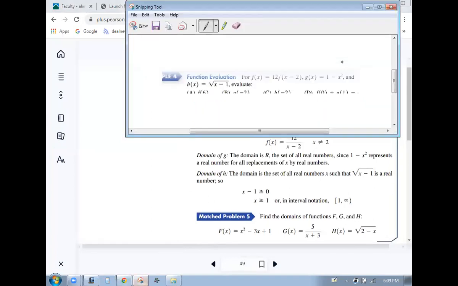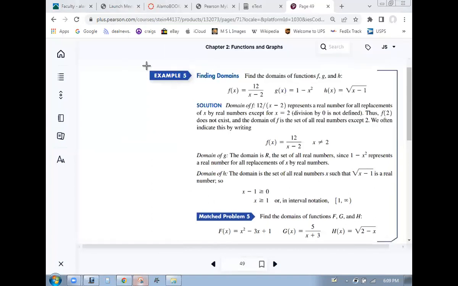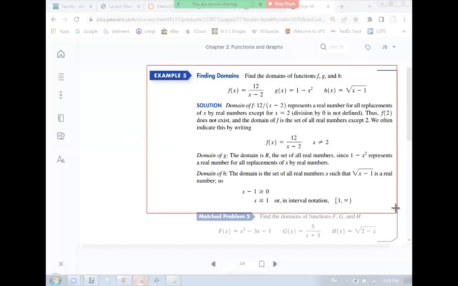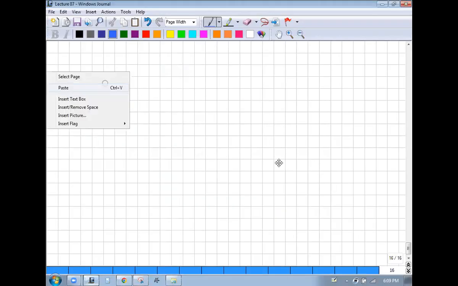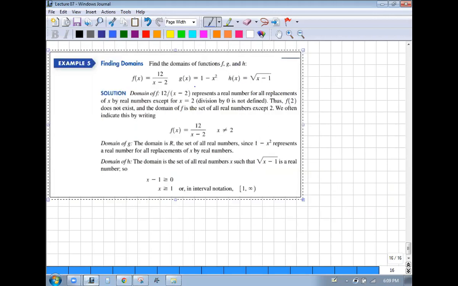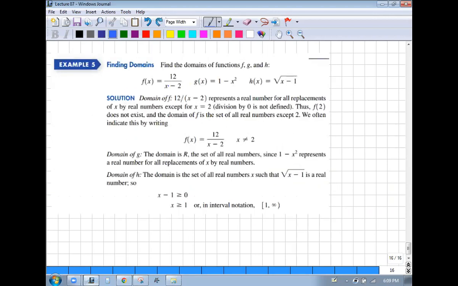Finding domain. So again, domain is the numbers you can plug in where you get a number back. All right. So this one, the only issue here is you cannot plug in the number 2 because you can't divide by 0. So for this one, the domain is all x's except for 2. You could just say x doesn't equal 2.